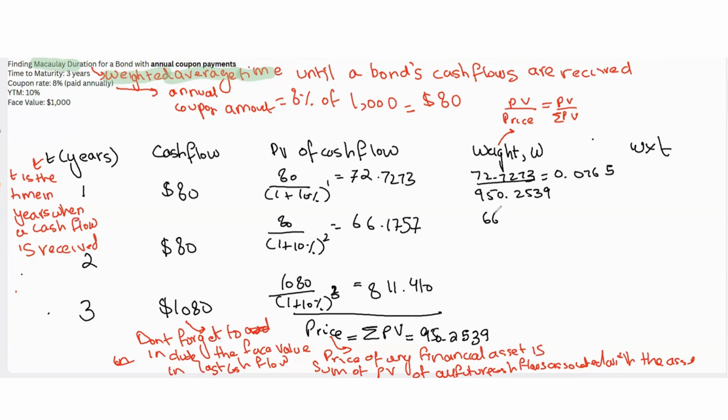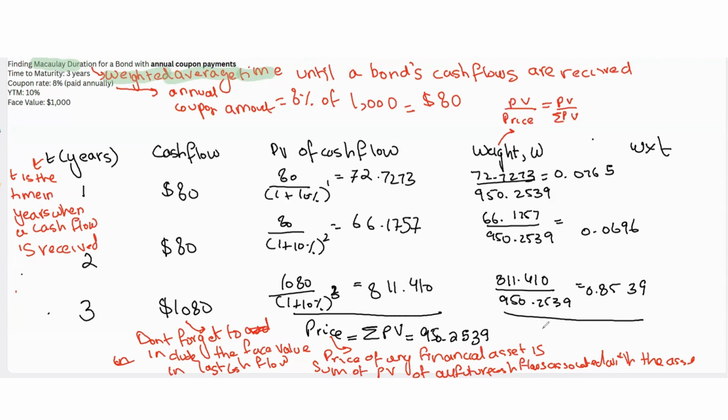This weight is going to be the present value of this cash flow divided by the sum of present value of all the cash flows, which is the price of the bond, 950.2539. And this will turn out to be 0.0696. And this would be the present value of this cash flow, 811.410, divided by the present value of all cash flows, 950.2539. And this will turn out to be 0.8539.